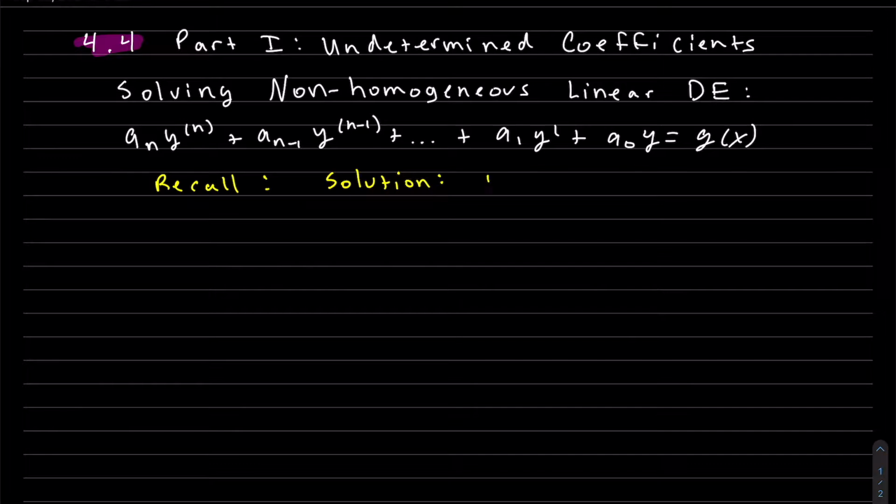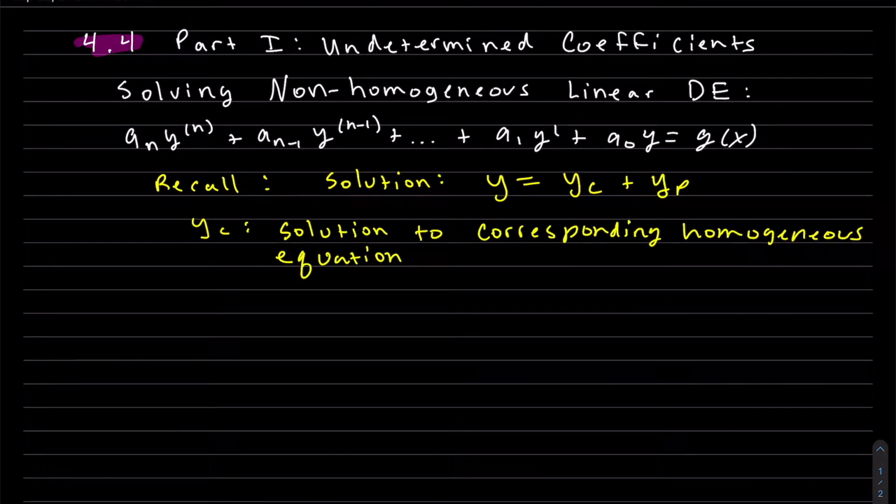So I just want us to remember the solution to a non-homogeneous is y equals yc plus yp, where yc is the solution to the corresponding homogeneous equation, which means it's equal to 0, not g of x. And then yp is a particular solution to the non-homogeneous.